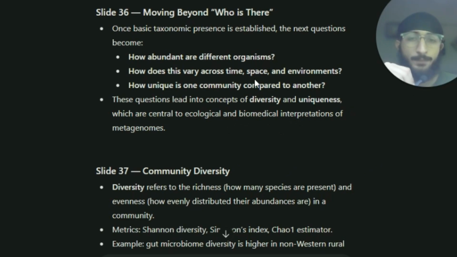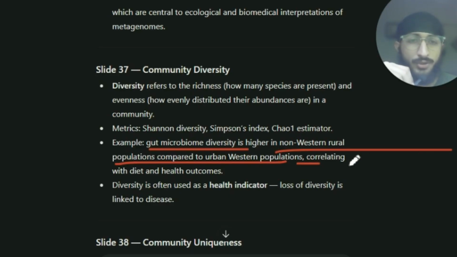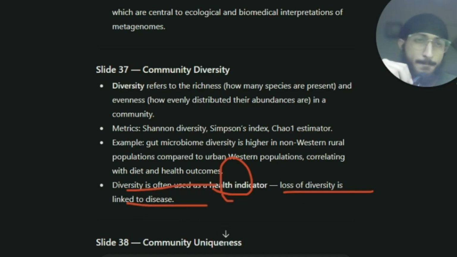Now, community diversity. Diversity refers to the richness, how many species are present, and the evenness, how evenly distributed their abundances are over a given area in a community. Metrics: Shannon diversity, Simpson's index, Chao1 estimator. Example: gut microbiome diversity is higher in non-Western rural populations compared to urban Western populations, correlating with diet and health outcomes. Diversity is often used as a health indicator. Loss of diversity is linked to disease.